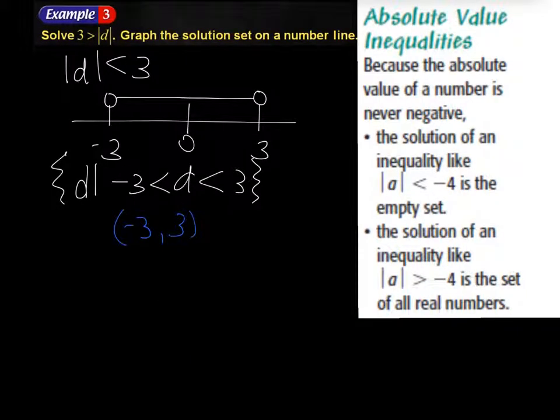Once again, with the absolute values, absolute value can never be negative. So the solution of an inequality like the absolute value of A is less than -4 can't happen. Empty set. The solution of an inequality like the absolute value of A is greater than -4 always works. So it's the set of all real numbers.